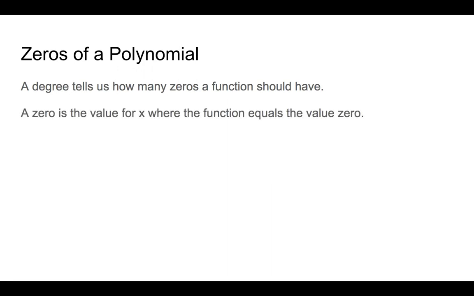Now, the degree can also tell us the zeros of a polynomial. It can tell us how many zeros we should expect to see. Remember that a zero is a value for x where the function equals 0. So it's saying, what do I plug in for x so that my equation results in a 0? What's the input so that the output is 0? Zeros also go by a bunch of other names. We've called them solutions or roots, and sometimes x-intercepts.